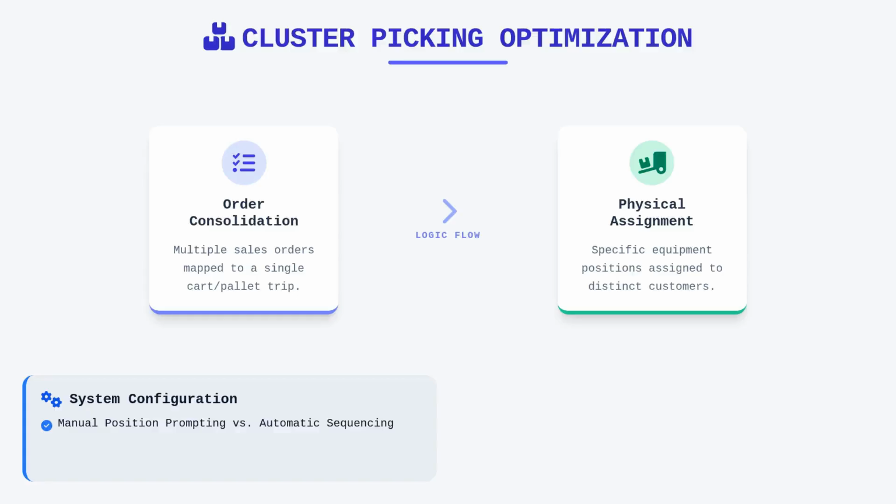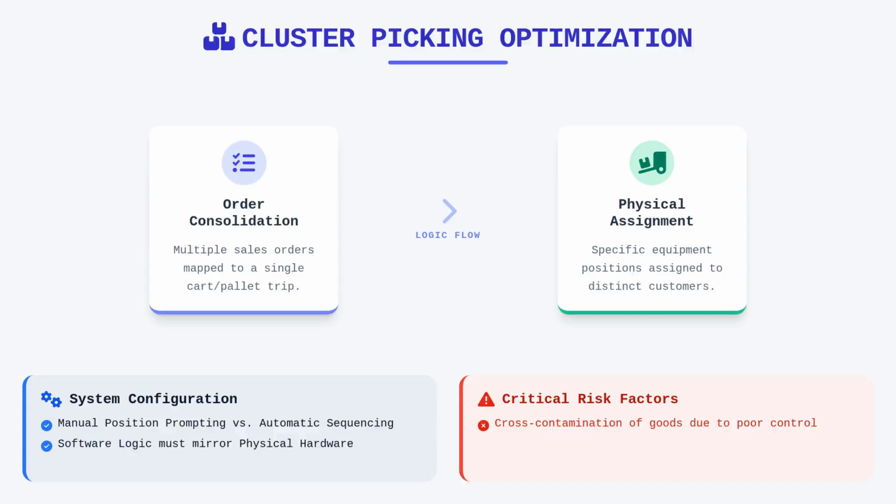You must define the cluster profile to determine whether the user is prompted for a position assignment or if the system automatically assumes a sequence. Think of this as a way to reduce movement overhead, provided that your physical hardware accurately mirrors the logic you have implemented in the software. If you misconfigure the capacity or the validation rules, you risk picking errors that are significantly harder to rectify once the goods have reached the staging area.